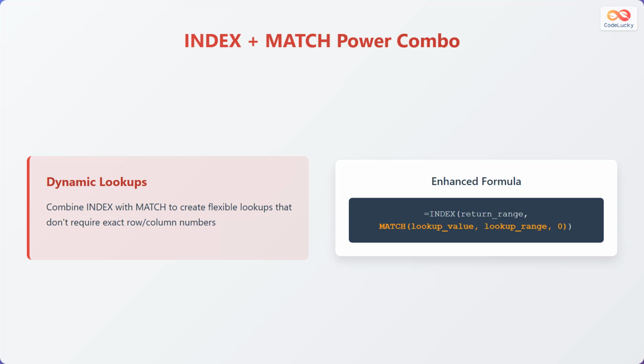Let's explore the power combo of index with the match function. You can combine index with match to create flexible lookups that don't require exact row or column numbers. The enhanced formula is =INDEX(return_range, MATCH(lookup_value, lookup_range, 0)).